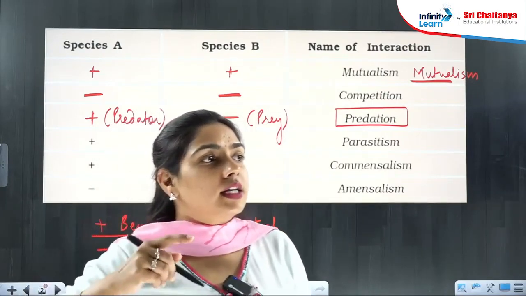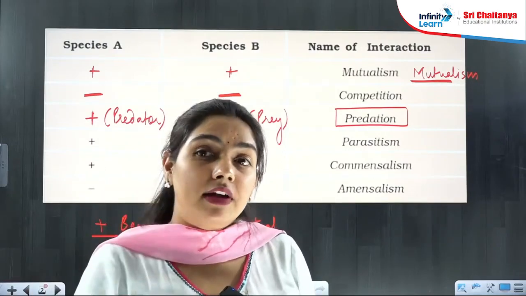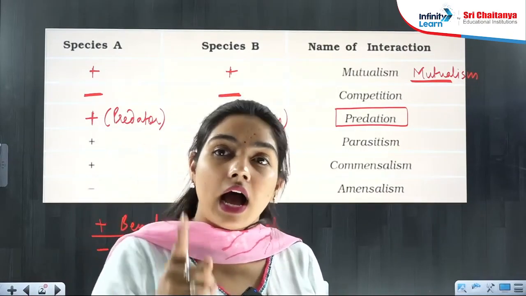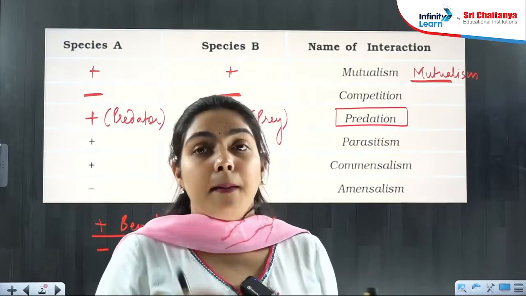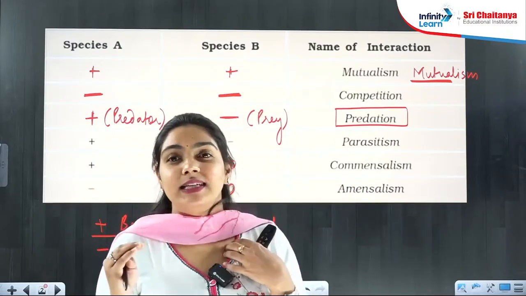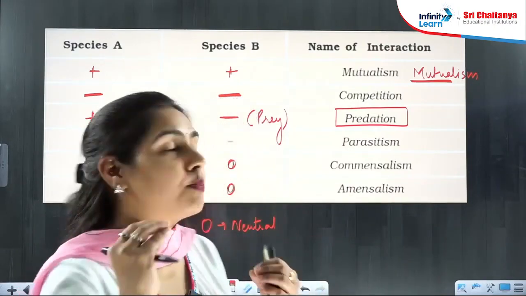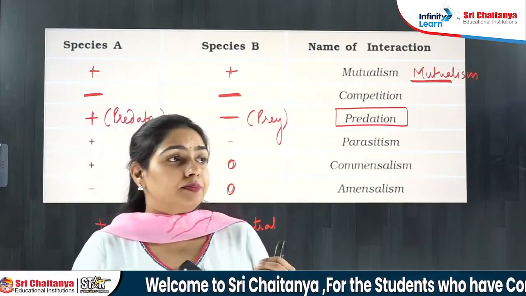Alright, so have you understood what is the meaning of predator and prey? Predator is getting the benefit and prey is getting the harm. Prey is being eaten by the predator. Yes, everyone, tell me quickly, have you understood prey and predator?